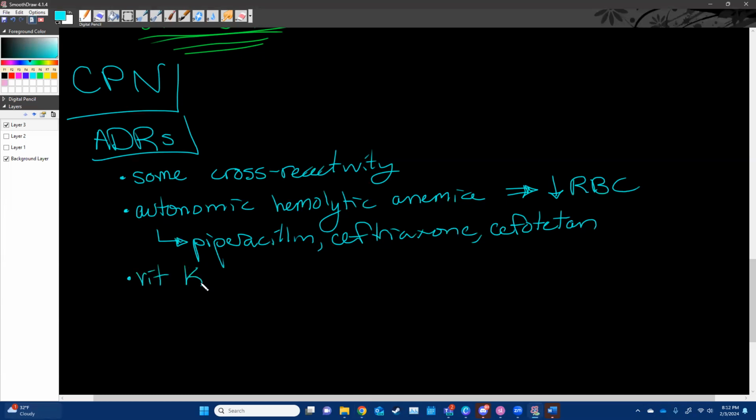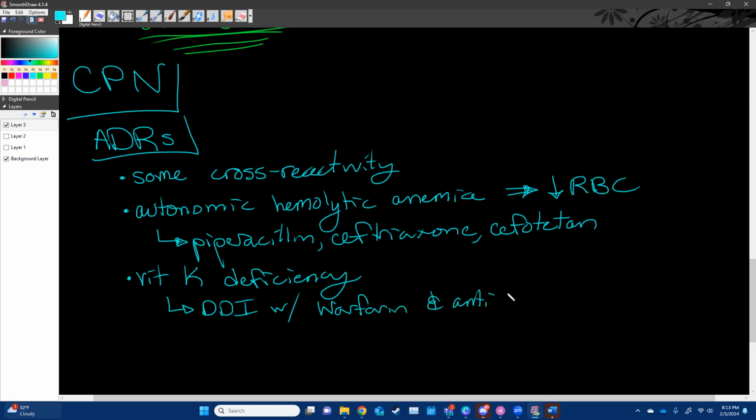Because these drugs are also going to kill bacteria in the gut, beneficial bacteria, we can end up getting a vitamin K deficiency in some patients, especially if they're on it for a long time. We don't want this to happen, but it's because the bacteria that produce vitamin K for us, like Bacteroides, Enterobacter, enterococci, are killed. So this means that we would have a drug-drug interaction with warfarin and other anticoags.